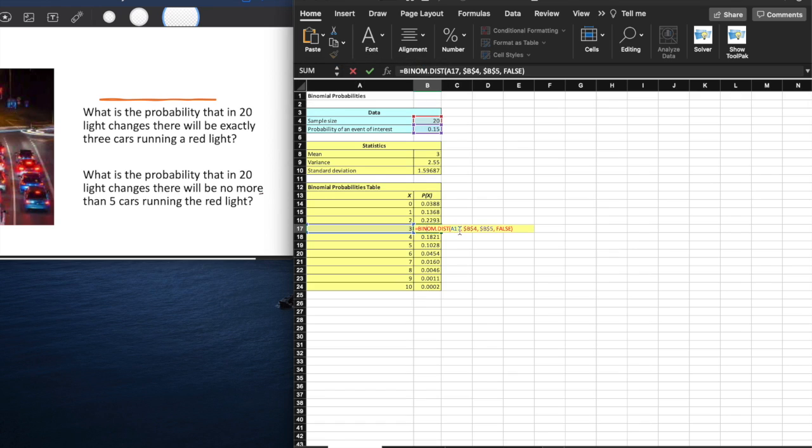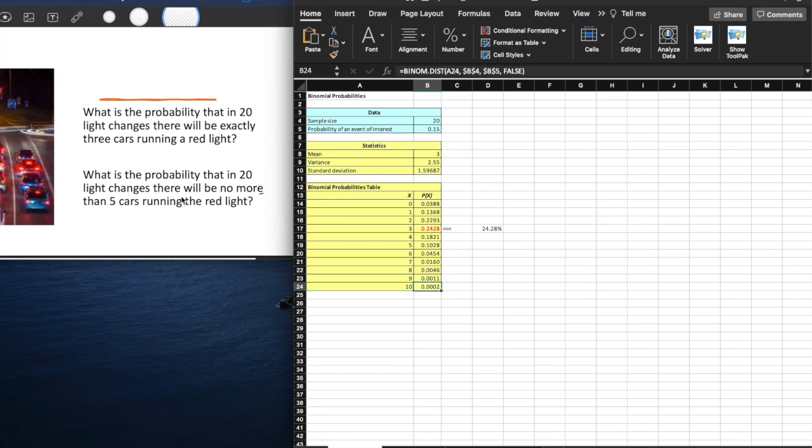That is what we're looking for. There is a 24.28% chance that there will be exactly 3 cars running a red light. And you'll notice I clicked on this formula and we have the binom dist, and our inputs are the same as what I wrote on the whiteboard. We have A17, which is 3, so that's our x value. Then we have B4, which is the sample size, and the probability of the event, which is B5.